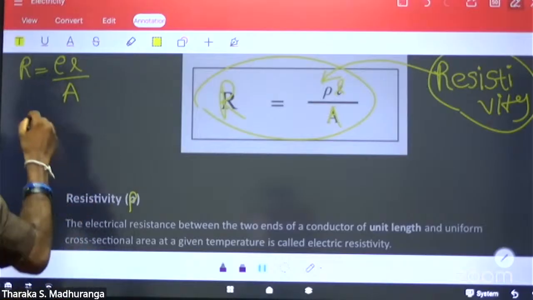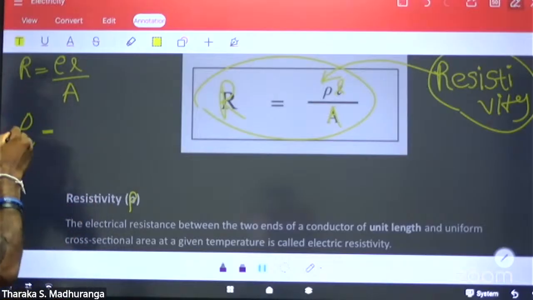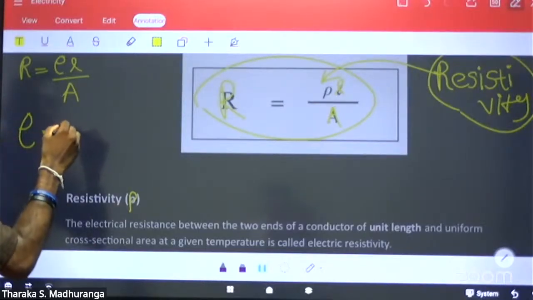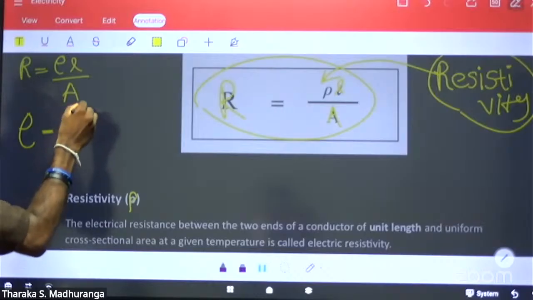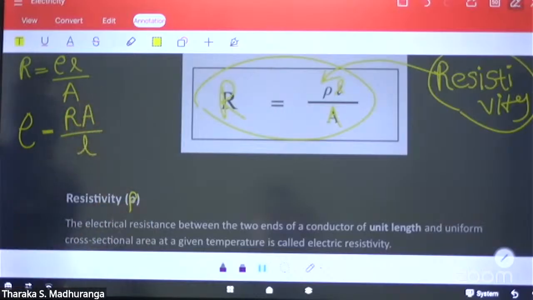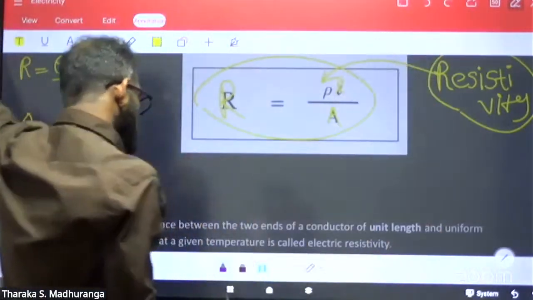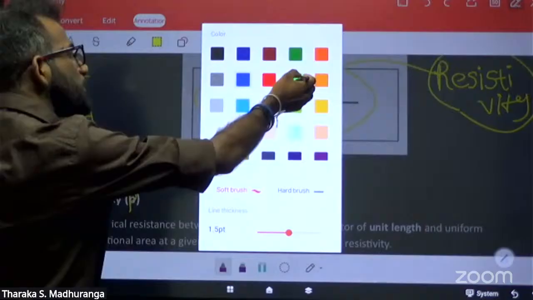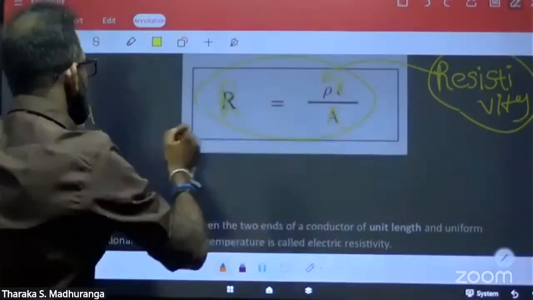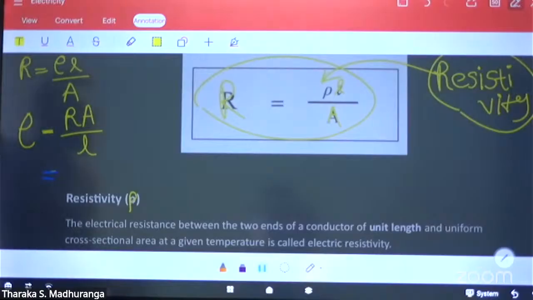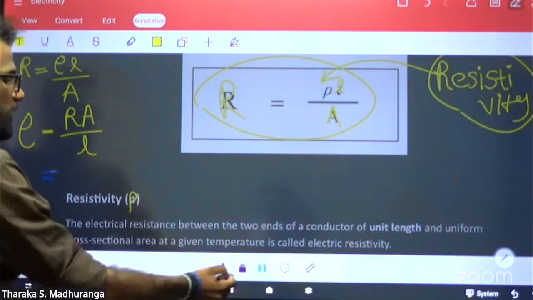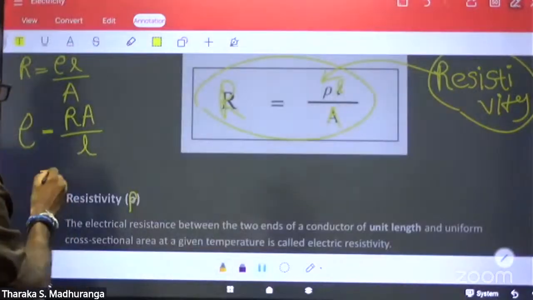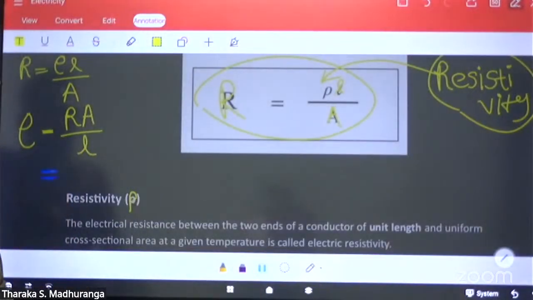Then what if I isolate the rho? What comes is R A over L, no? If I isolate the rho, then what is the unit of this rho? Can you calculate the unit of the rho? Electric resistivity unit. Can you get it?